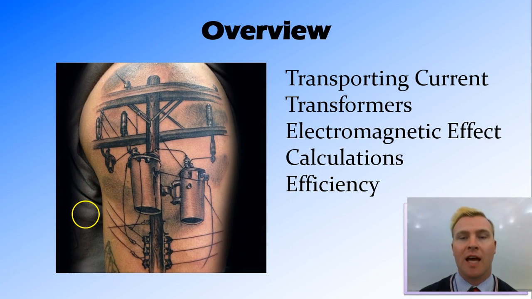In this video, we've looked at transporting current and why we use high voltage power lines to transport current. We've talked about transformers as the way we turn a high current power into a high voltage power with a low current, making it easy to transport. These use the electromagnetic effect because electricity and magnetism are related to each other. And we looked at calculations on calculating the change in voltage, calculating the change in current, as well as briefly talking about power and efficiency.